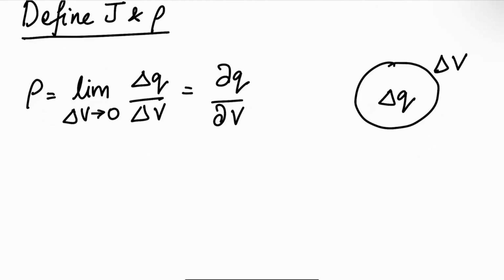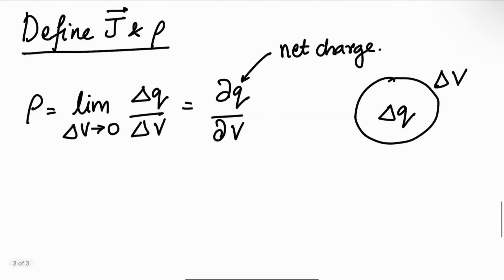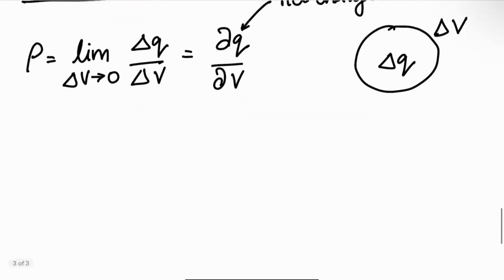Okay, that's simple enough. And keep in mind that this is the net charge. I should mention this: if I have positive and negative charges, then you have to look at what the net charge is. That's important. Okay. Next is J.